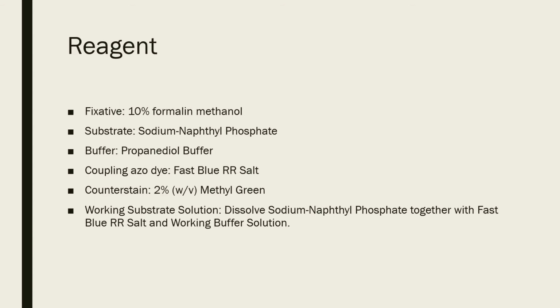So now we are going to look into the staining technique. What are the reagents needed for the staining technique of LAP? For the fixative, we can use 10% formalin methanol. For the substrate, we can use sodium naphthyl phosphate. For the buffer, we can use propanediol buffer. For the coupling azo dye, we can use fast blue RR salt. For the counterstain, we can use 2% methyl green. We can also prepare the working substrate solution by dissolving sodium naphthyl phosphate together with fast blue RR salt and working buffer solution.